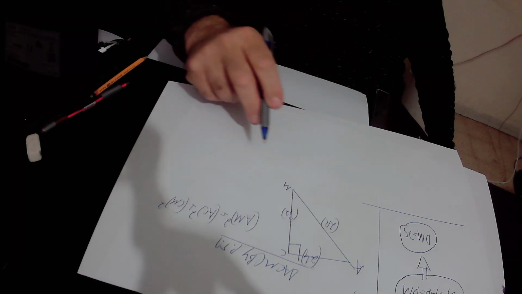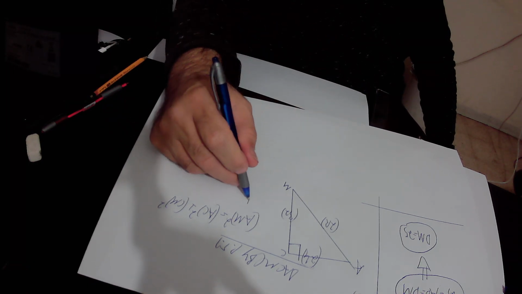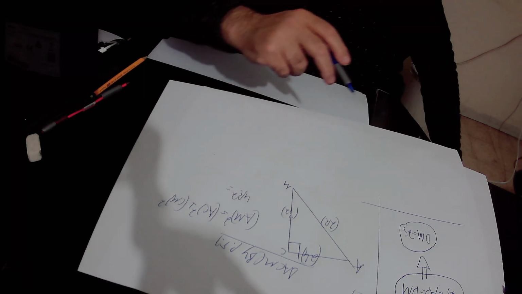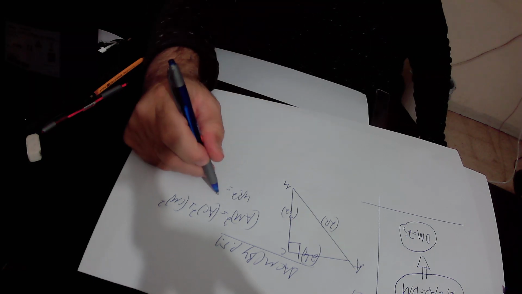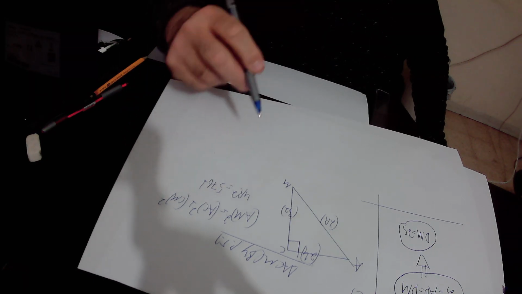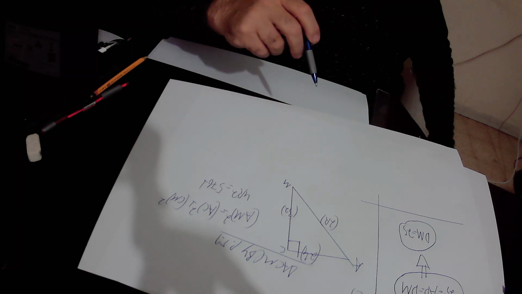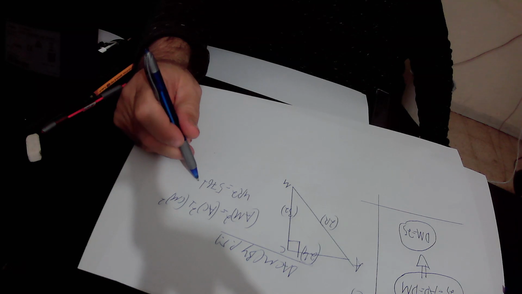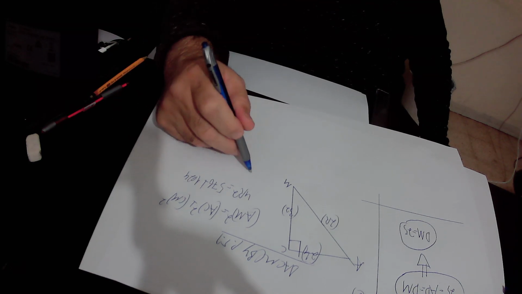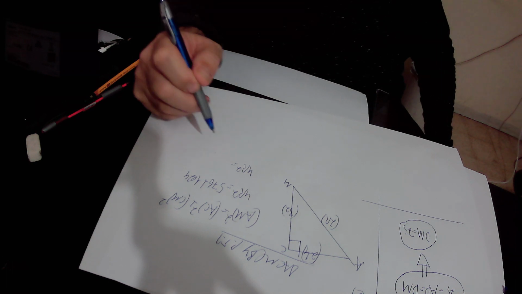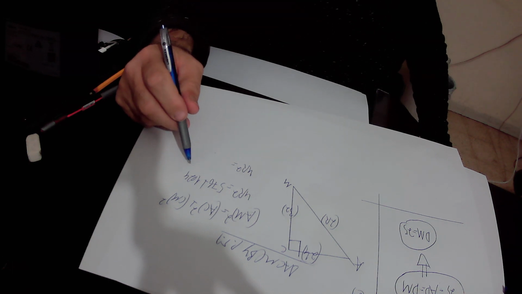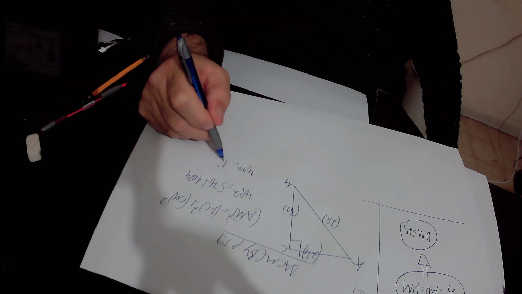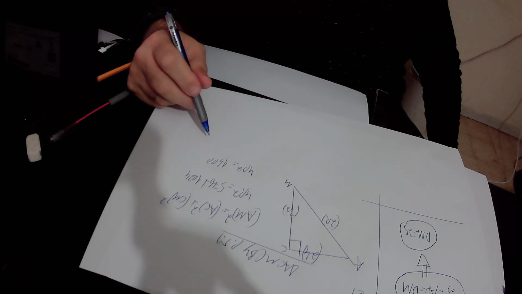AM is 2R, therefore AM squared is 2R squared, that is 4R squared. That is equal to AC squared. AC is 24, therefore AC squared is 24 squared, that is 576, plus CM squared. CM is 32, therefore CM squared is 32 squared, that is 1024. So we found out that 4R squared equals 1024 plus 576, in total 1600. So 4R squared equals 1600.